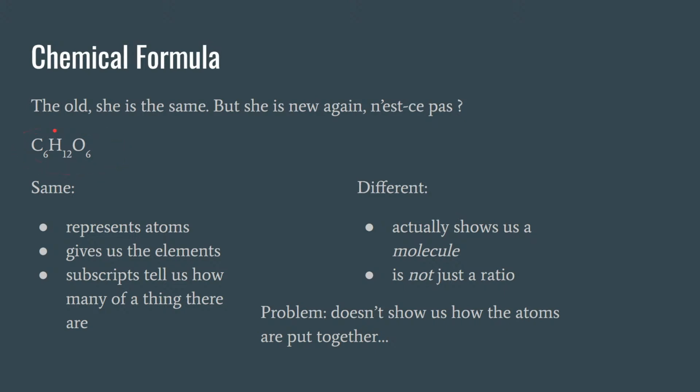So remember, this is different from ionic compounds in that this is not a ratio. This is the actual number of atoms present, actually involved in this molecule. A single molecule of glucose does have 6 atoms of carbon, 12 atoms of hydrogen, 6 atoms of oxygen. Okay. Now, the problem with the chemical formula is that it doesn't show structure. It doesn't show us how the atoms are put together, and that is important.